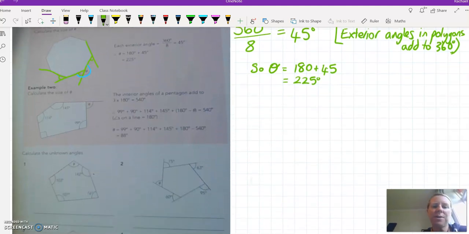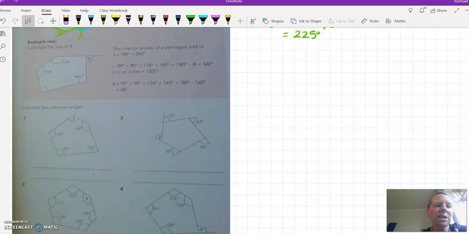All right, example 2 here, we're working out the size of theta. We're told interior angles. Calculate the size of theta. Okay, so here we are. We've got this 1, 2, 3, 4, 5, this lovely little pentagon going on there. And then that line is extending out there, and there's theta in there. We want to find out how big that is.